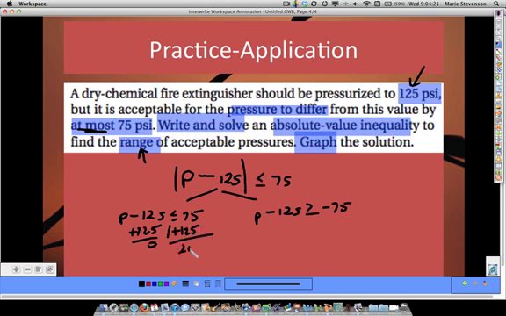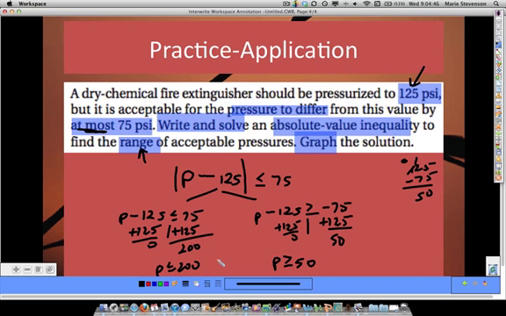This is 200, so I get P less than or equal to 200. Now be careful, this is subtraction. For those of you that can't do subtraction in your head, please take the long way and do it. I'd rather you get it right than wrong because you were being lazy and you didn't want to do that.